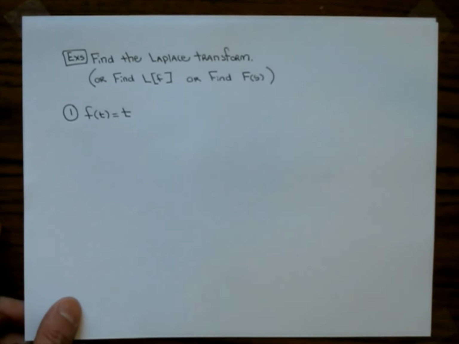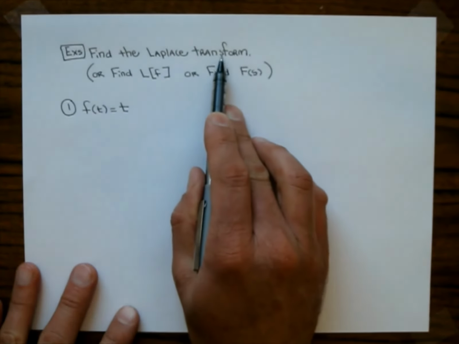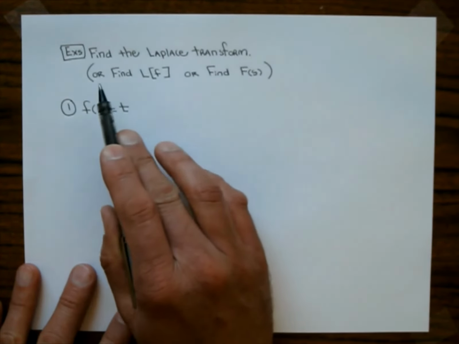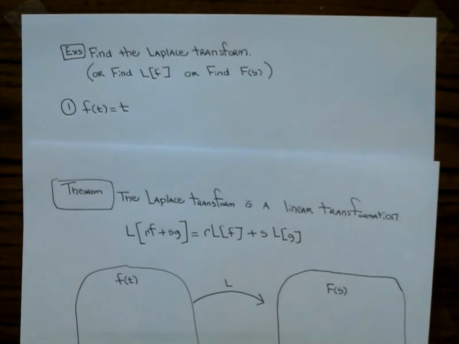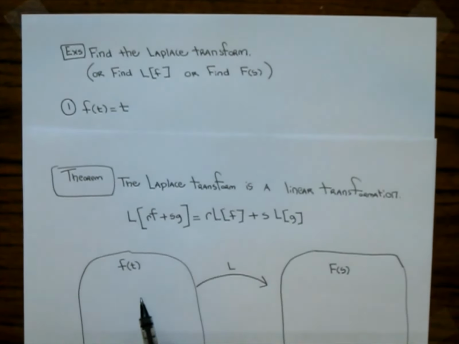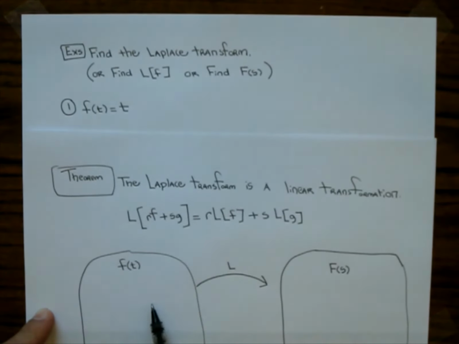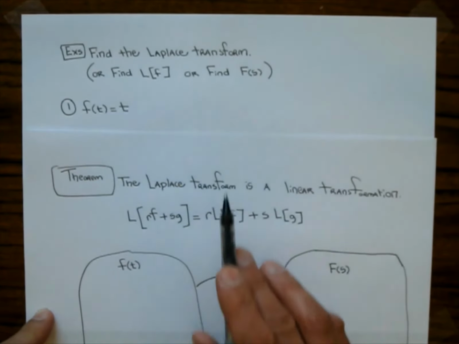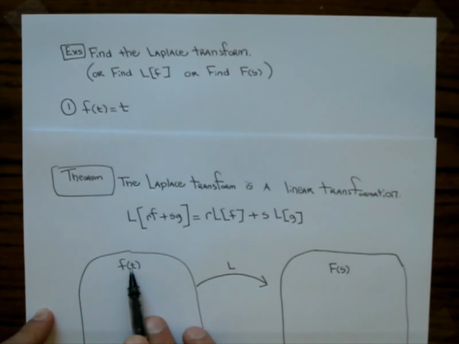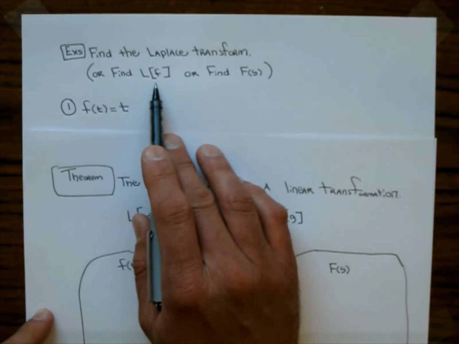Find the Laplace transform. Okay, so there's three ways they can ask it in your homework. Find the Laplace transform written in words, or find L of f. Now we can kind of understand why they would say L of f, because that looks like f is a vector and it's going through a mapping, and L is the Laplace transform. And then F of s is kind of what you get over here. So here's f of t, and then F of s is over there. So you want to make sure you're comfortable with both of those notations.